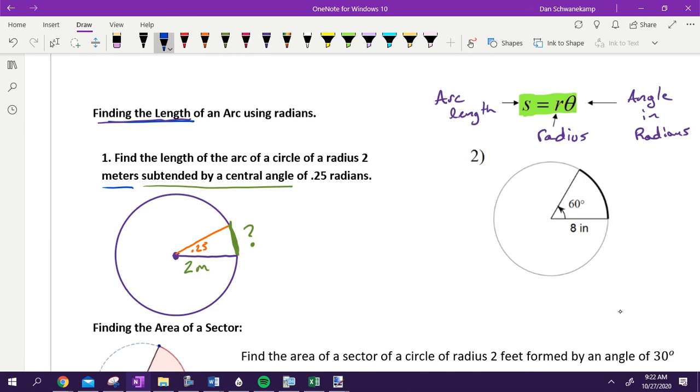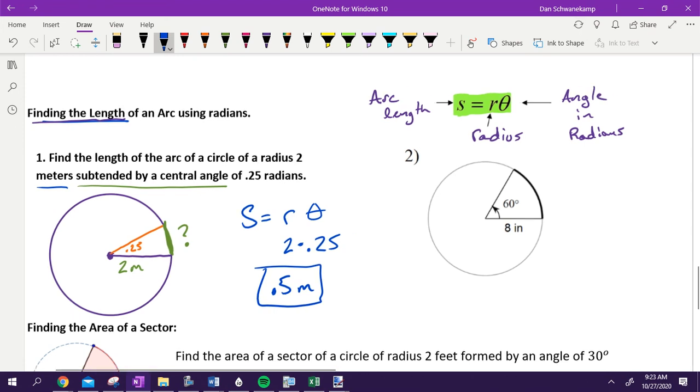To do that, it is this simple formula of S is equal to R times theta. What do I know here? The radius is 2. What is my angle going to be? 0.25. 2 times 0.25 is 0.5 meters. It's easy. We just plugged it in and solved. Okay, don't let it be harder than that.